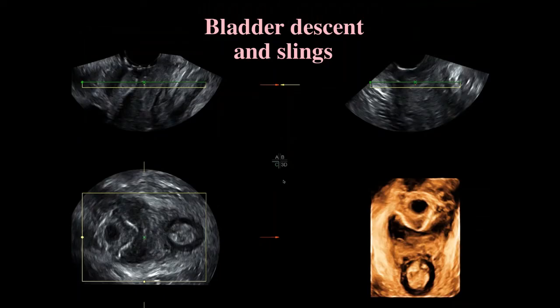So one of the biggest problems that occurs, particularly after multiple childbirth, is bladder descent. And there have been different ways of treating it. One way is to put a sling or a mesh across the back of the urethra. So here we are again on our acquisition mode, and here I've made the area that I'm going to do 3D very thin because I just wanted to involve this one little part right here which transects the mesh, which is right there.